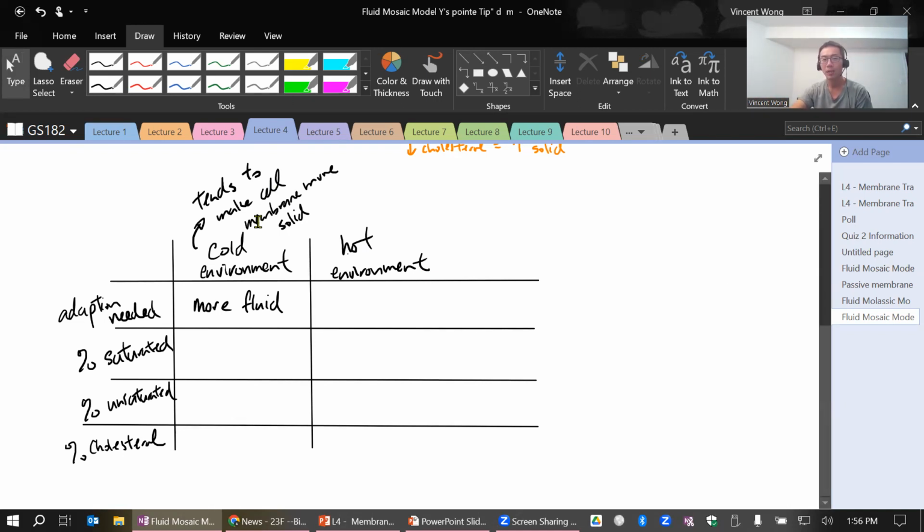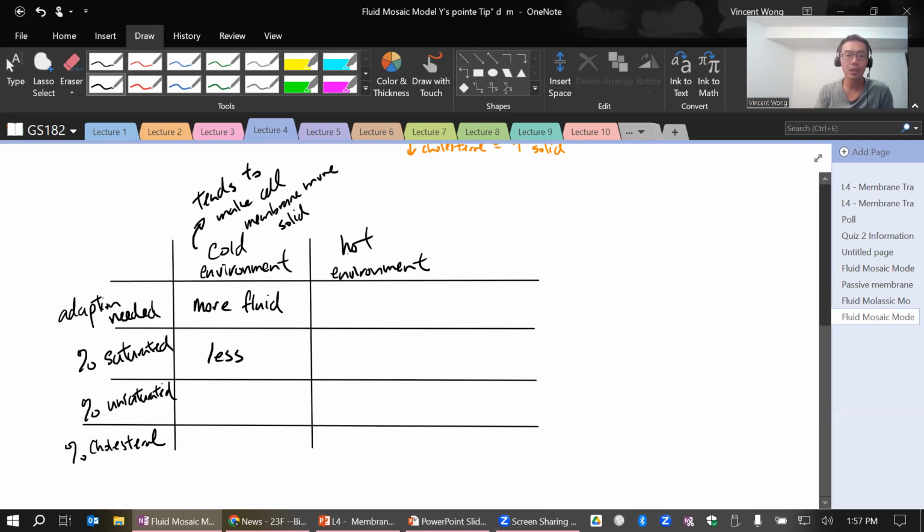It's so cold, the cell membrane is freezing up a little bit. It's a little bit solid. So we need to change it to make it more fluid, less solid. So what do you think? Should we have more saturated fat or less saturated fat if we want it to be more fluid? More saturated fat or less saturated fat? What do you think? Less. That's right. We want to have less saturated fat.